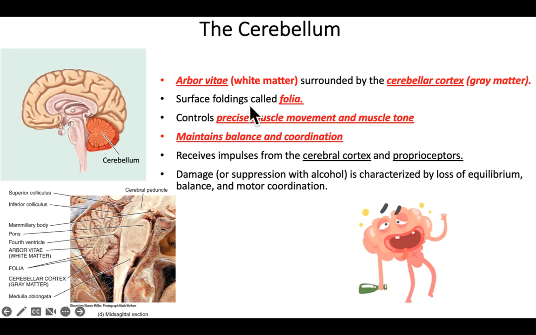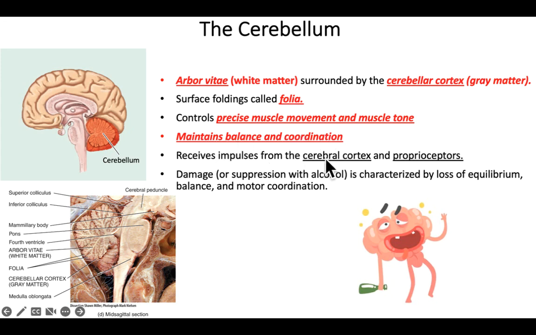What does it do? Well, it controls precise muscle movements and muscle tone. Overall control of muscle is done at an area in your cerebrum called the primary motor area, but it communicates directly with the cerebellum. So there's a communication between the cerebellum, the cerebrum, as well as your body movements, your proprioceptors. All this is analyzed, but your cerebellum is more controlling very precise, so balance, coordination. That's the key. It maintains balance and coordination.